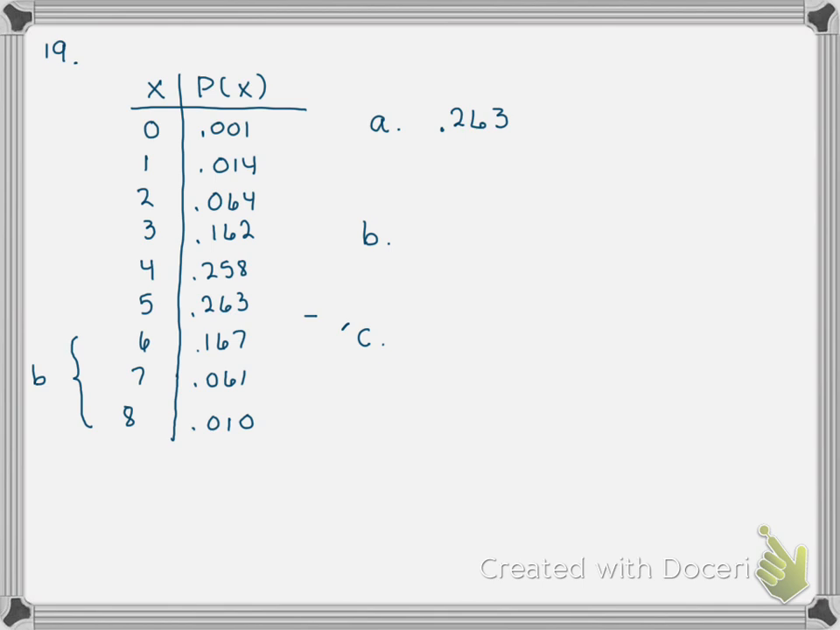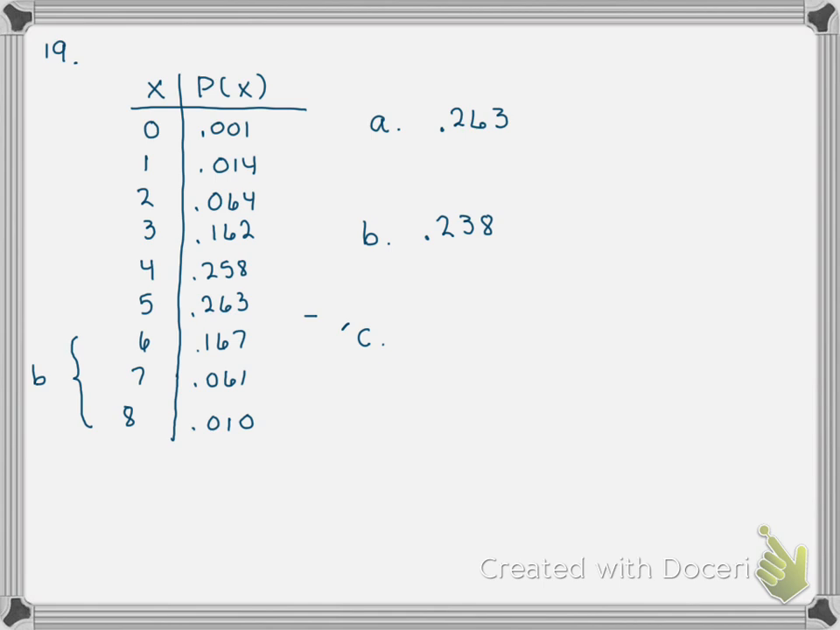Now, for part B, we're looking at more than 5, which is 6, 7, and 8. And in order to get the answer to that, you have to add those numbers together. So 0.167 plus 0.061 plus 0.010 is going to give you 0.238. Please check that.